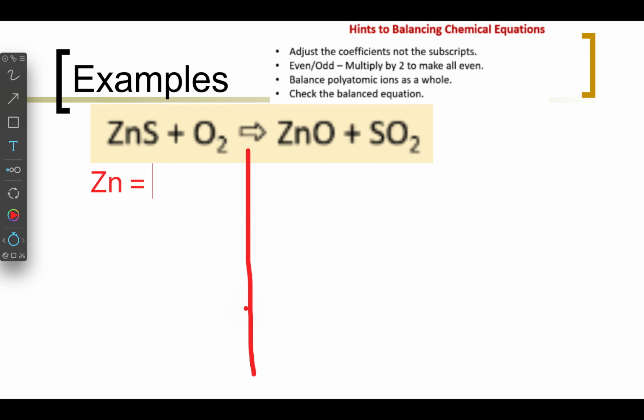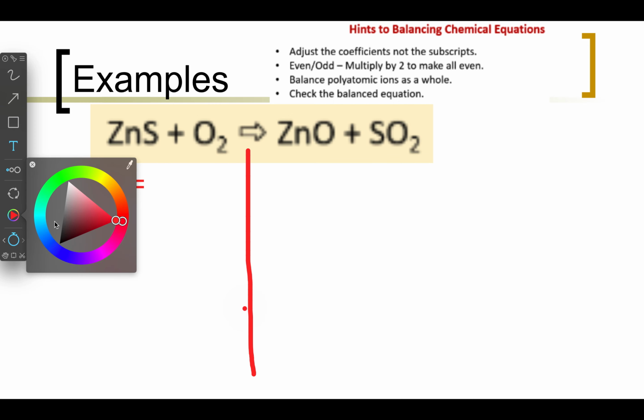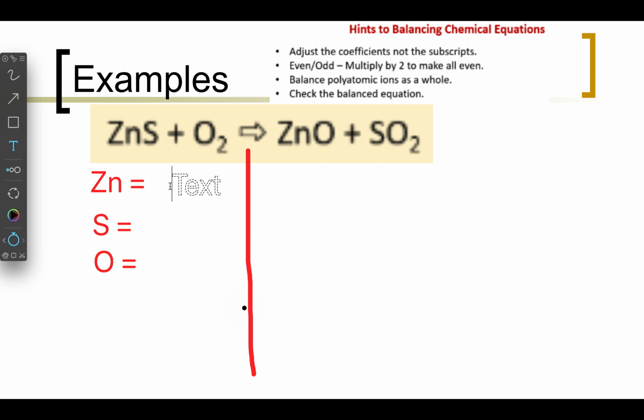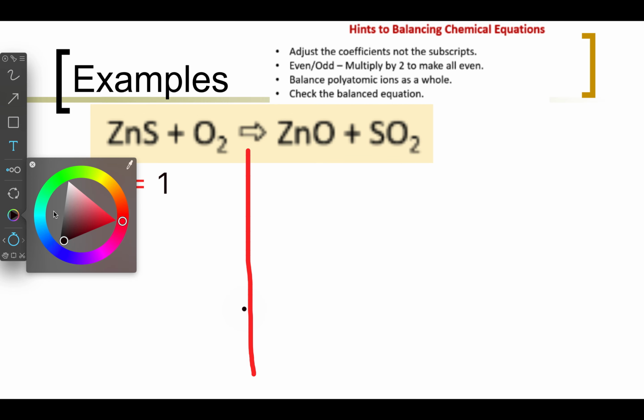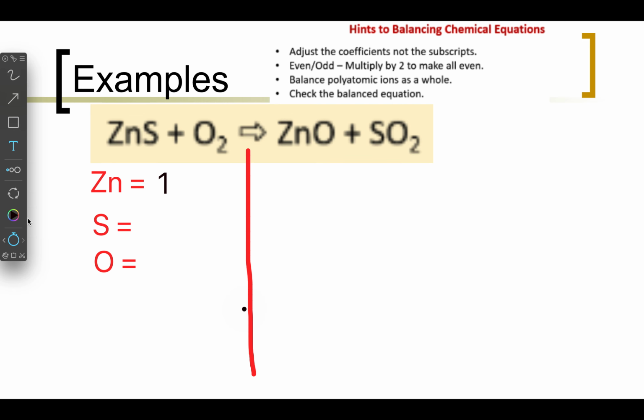Okay, we have zinc as an element. We have sulfur as an element. And we have oxygen as an element. And to start, we have 1 zinc, right? We have 1 sulfur. Let me make that black. 1. And we have 2 oxygen, right? We got all of that from just the reactant side of the equation.